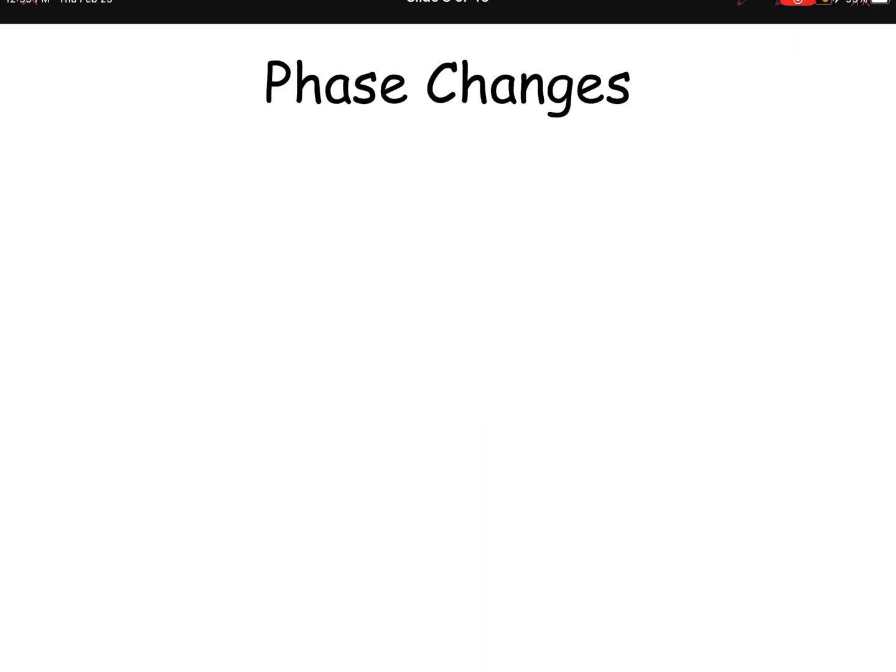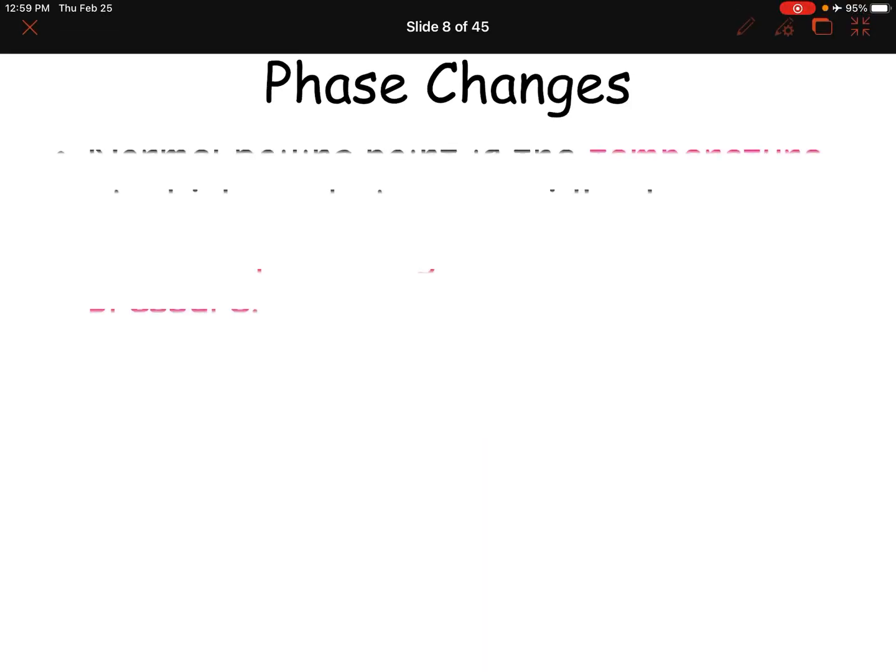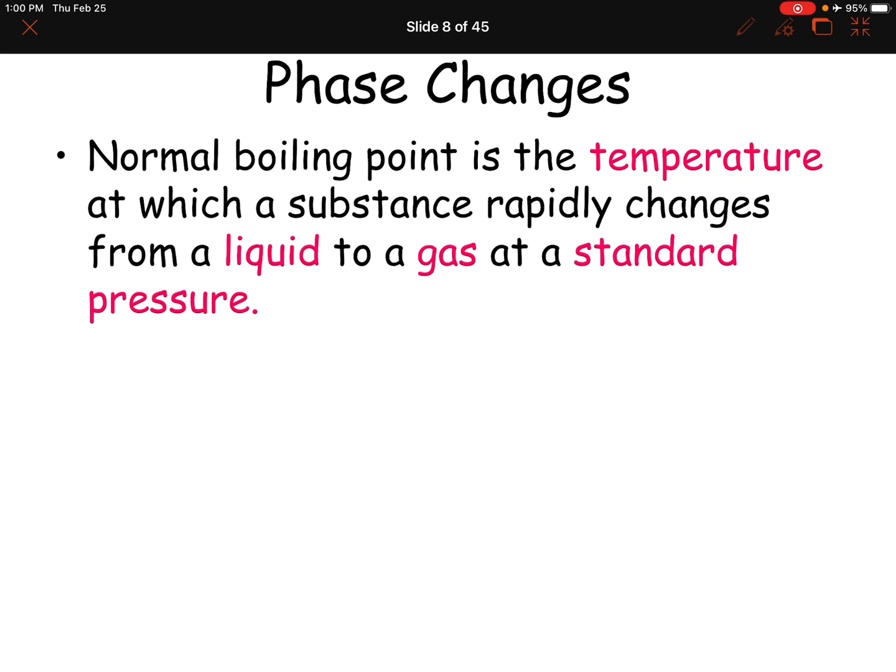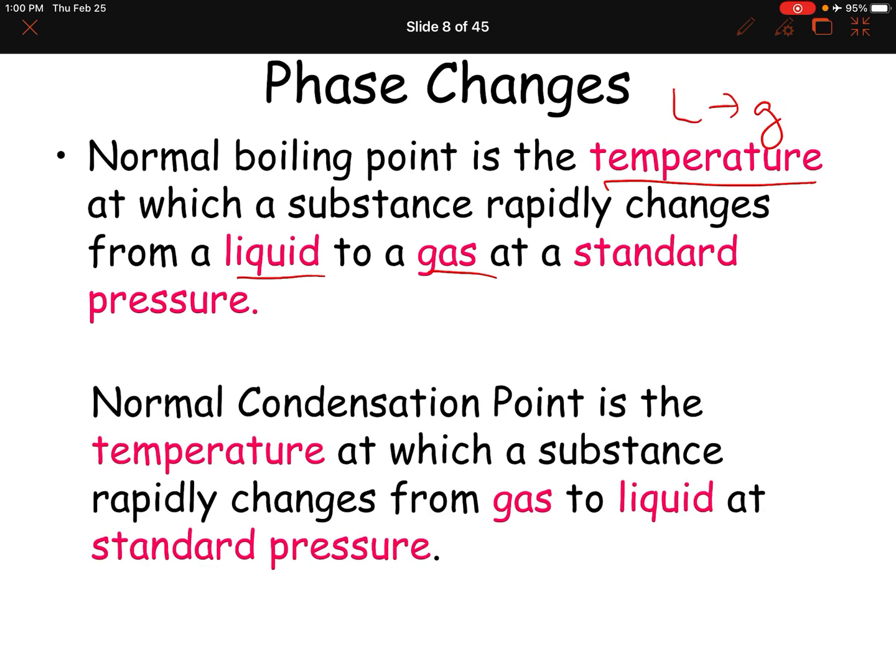All right, let's start talking about some phase changes. Obviously, our phases don't always remain a solid, a liquid, or a gas. We can have changes, so let's define some of those changes. Boiling point. The normal boiling point is when the temperature of a substance rapidly changes from liquid to gas at standard pressure. So boiling is liquid to gas. In order to boil, you need to take heat in. So this would be an endothermic process.